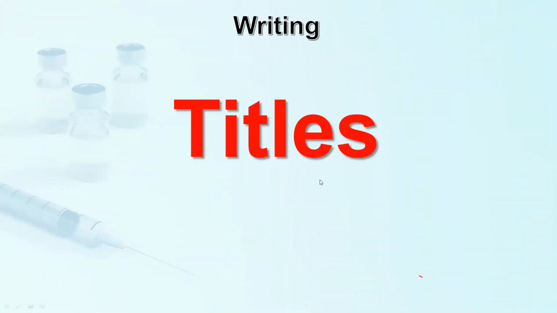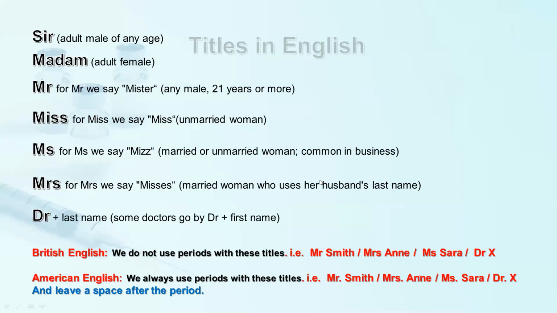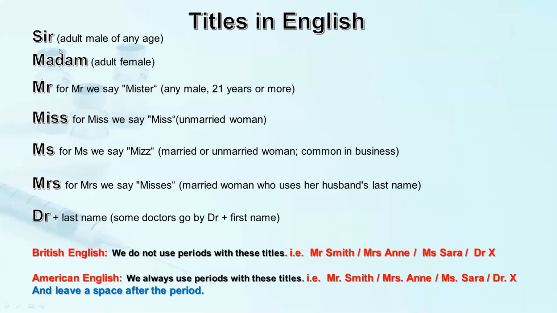Regarding titles in English, we have the first titles here: Sir, Madam, Mr., Miss, Ms., Mrs., Doctor. Sir or Madam, we can use these two titles if you don't know the name of the person you are talking to. So simply you can say Sir or Madam. Sir is used for an adult male of any age, Madam for an adult female. Mr. is for any male.